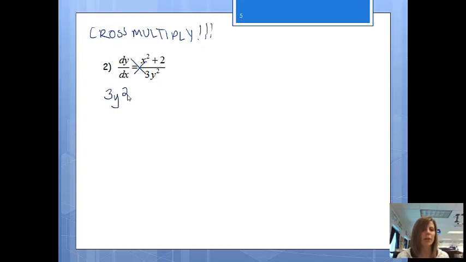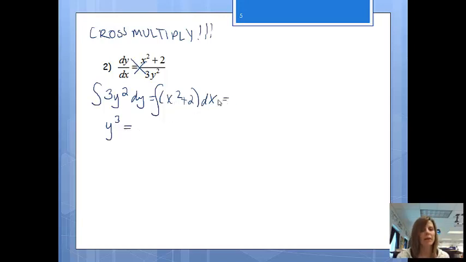So I'm going to have 3y squared dy equals the quantity x squared plus 2 dx. All right, all my y's are on one side, my x's are on one side. We can now take the integral of both sides. Okay, the left side, again, if I just increase my power by 1 and put the reciprocal out front, I'll get y cubed, and then equals.